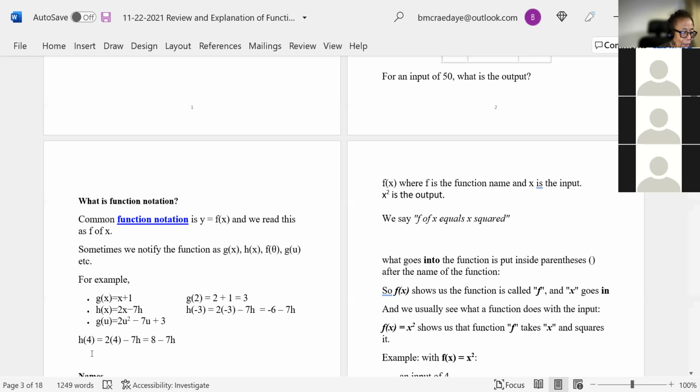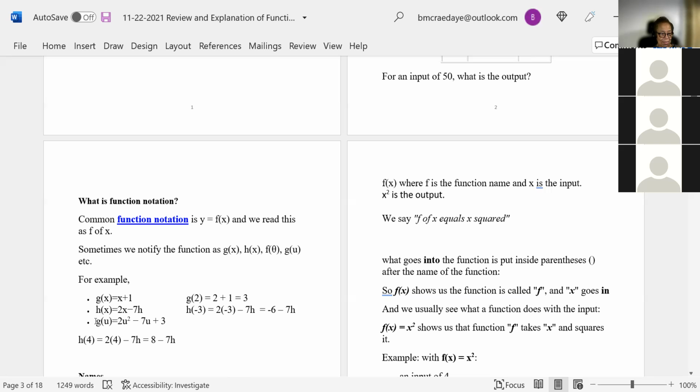So whenever you're looking for the value of a function, you always put your input in the parentheses. This is output, right? Right here, this is output. So you put the input value here, substitute it into the variable, and then solve it. So H of 4 will be 2 times 4, because X is now 4, minus 7H. Okay. Questions?